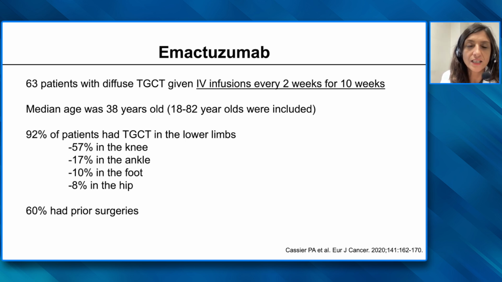So the last drug studied for TGCT is emactuzumab. Emactuzumab is a very different drug because it's an infusional approach, and it is administered over a specific period of time, so only 10 weeks, not continuously like the other oral drugs I talked about. These are the results presented in the European Journal of Cancer 4 years ago. Only 60 patients were treated, and 92% had disease in the lower limbs, and 60% had prior surgery.